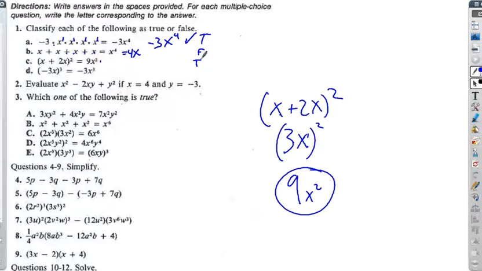Finally, in question D, we have negative 3x to the 3rd. Now, just like in this problem, we are taking the 3 squared, so here we have negative 3 to the 3rd. Negative 3 times negative 3 is positive 9. Positive 9 times negative 3 is negative 27. And x to the first to the 3rd is x to the 3rd. And so we know this does not match. This number right here is not correct, so we have a false statement.